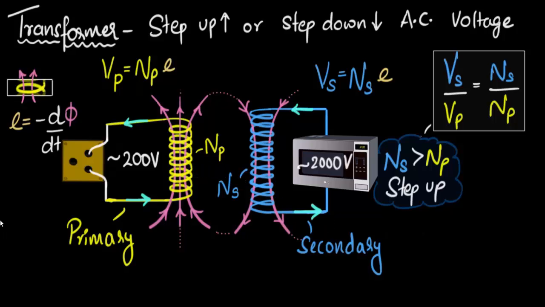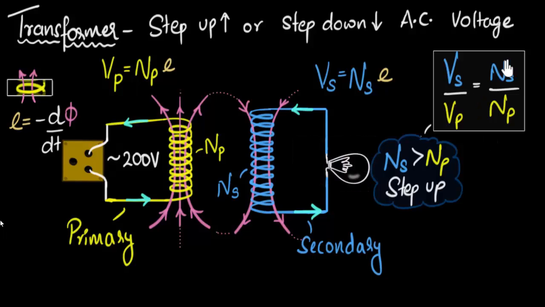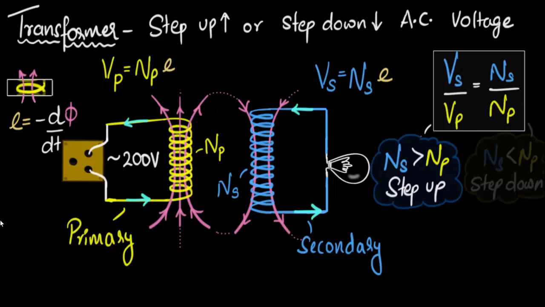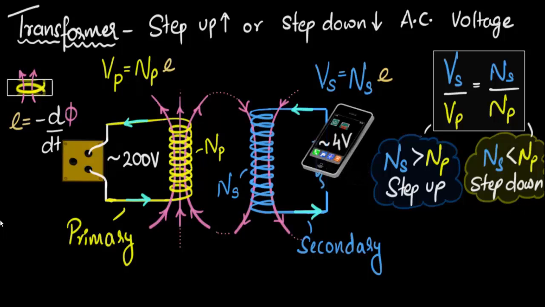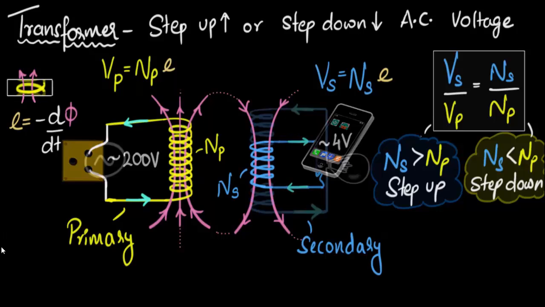Step up transformer. On the other hand, if the number of turns in the secondary is smaller than the number of turns in the primary, notice the voltage in the secondary would be smaller than the supply voltage or the voltage in the primary. We get a step down transformer. And that's what you would use if you wanted to charge your mobile phone, because it requires a very tiny voltage. The AC supply gives you a lot, so you step it down appropriately by reducing the number of turns.